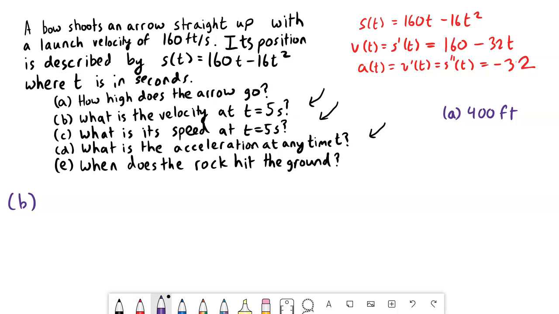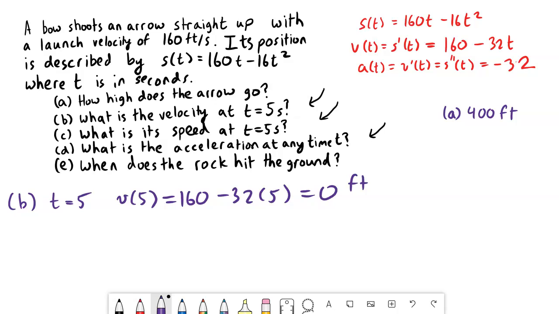If I give you time equals 2, for example, let's actually just do 5 just to show. So we have to plug in 5 into the function. So 160 minus 32 times 5, which is 0, right? 0 feet per second. But the point of this is, given any time, can you actually find the velocity? Let's try it.